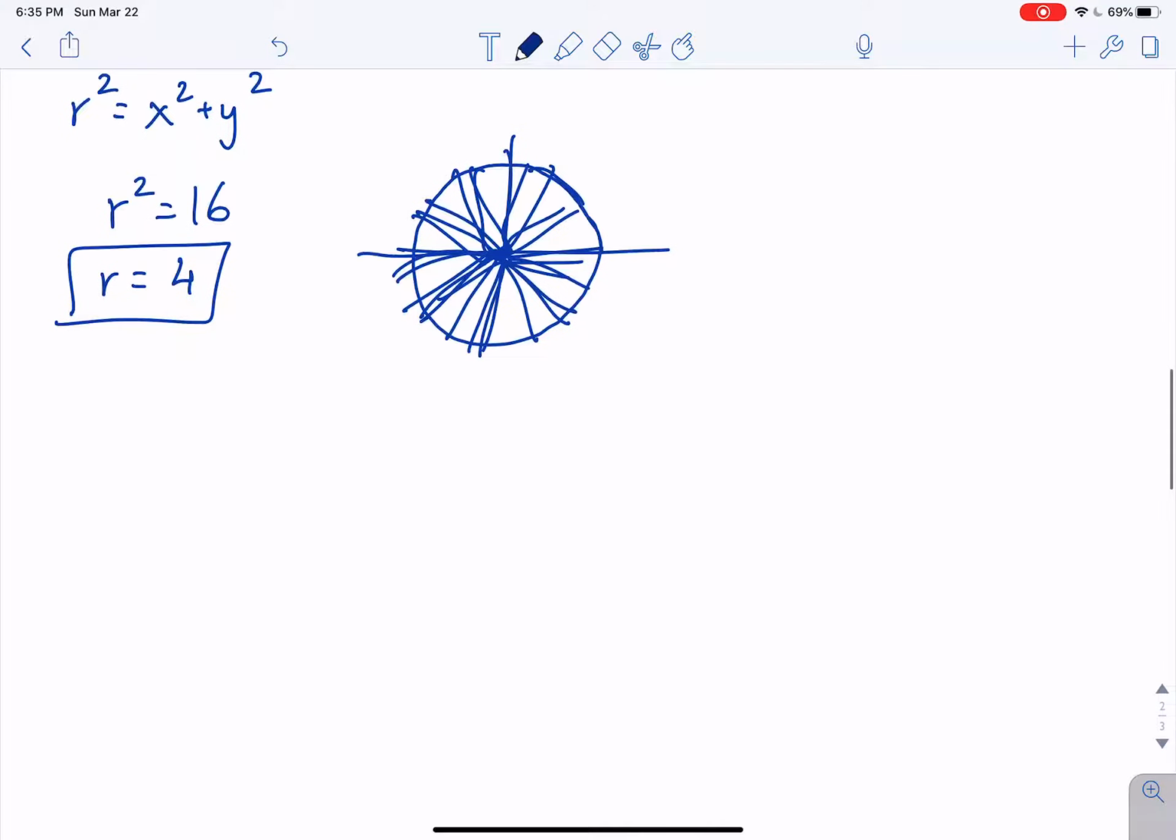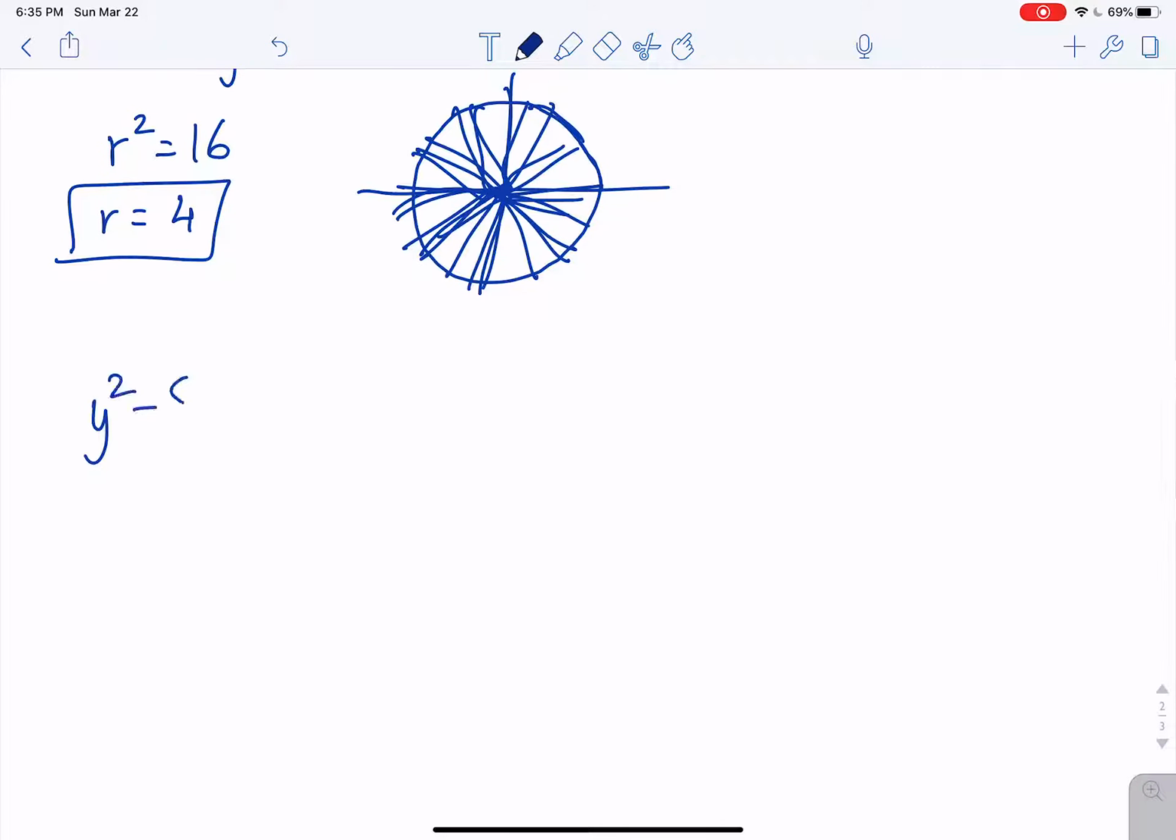So let's try another one. Let's do y squared minus 8x minus 16 equals 0. So this is a conic section, right? This is a parabola equation. We have only one term that's squared. So we know it makes a parabola.